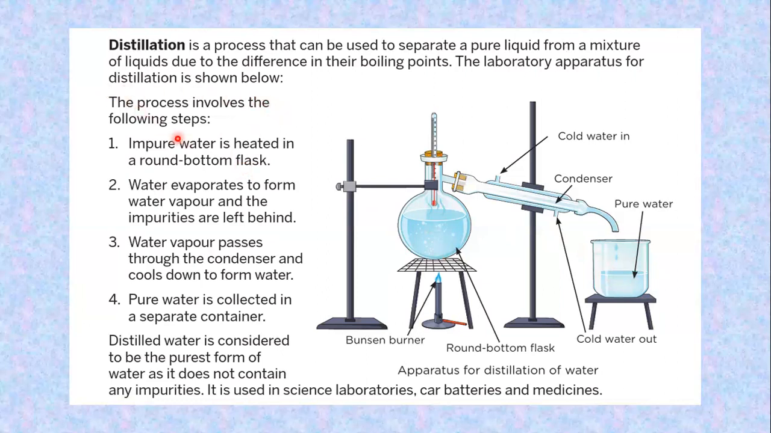So the process involves the following steps. Impure water is heated in a round bottom flask. Water evaporates to form water vapor and the impurities are left behind. Water vapor passes through the condenser and cools down to form water, and pure water is collected in a separate container. See, so the water boils here, the vapors go from here, they are forced to pass through the condenser, they condense in the condenser, and finally droplets of water fall out from here and they are collected in a separate beaker or a container.